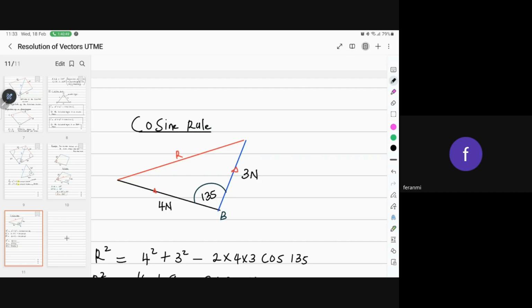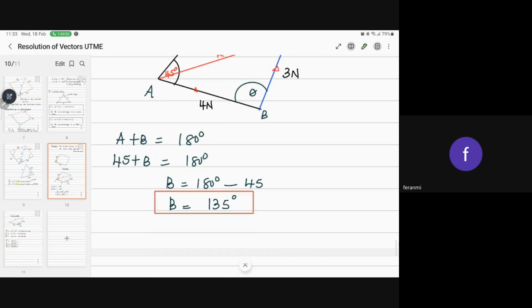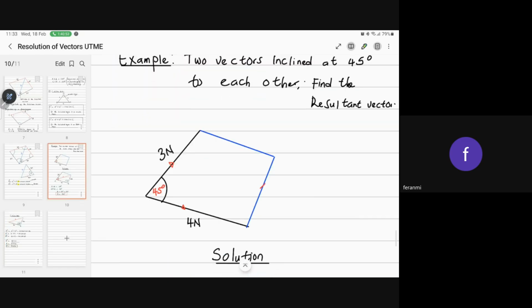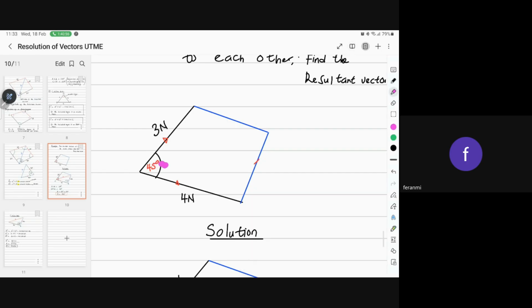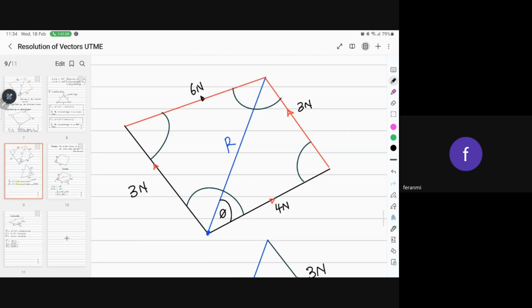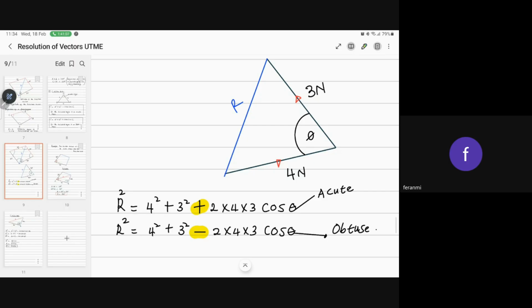But if I'm in the exam hall and I don't want to waste time here, I could just use this angle straight up: 45 degrees here, 3 Newton, 4 Newton. The angle between both of them is 45 degrees. Look at what I will do now. Remember what I said: if it is an acute angle, we are using plus. 45 is less than 90, so it's an acute angle.